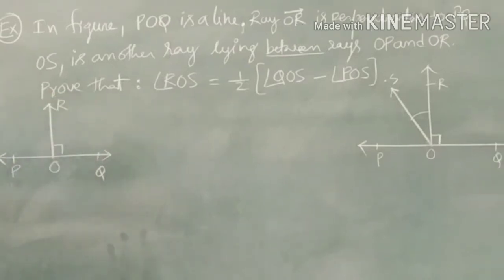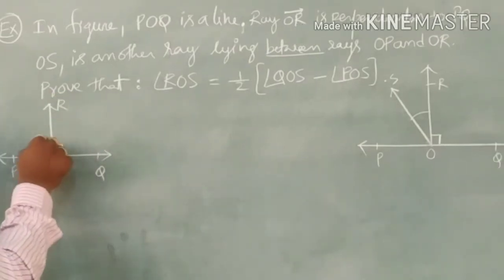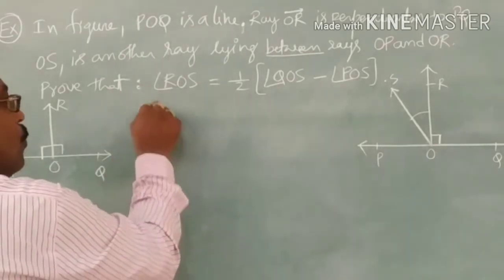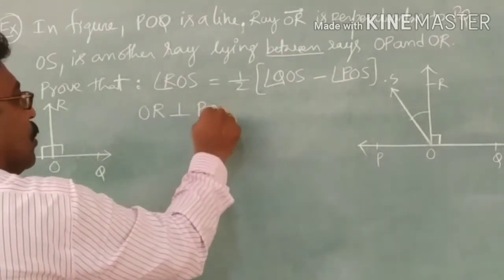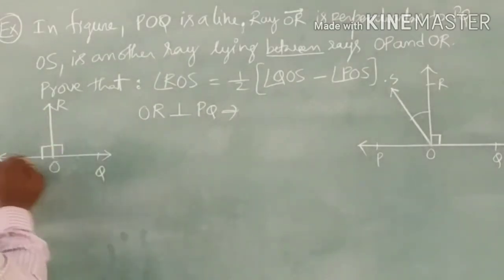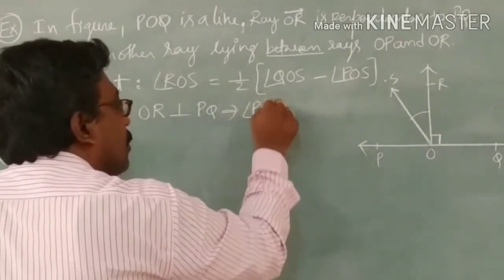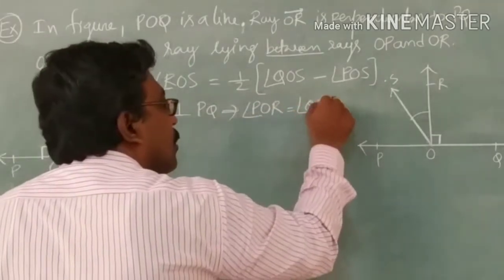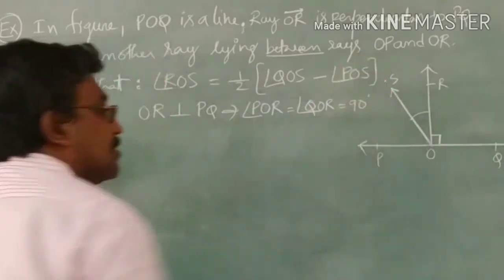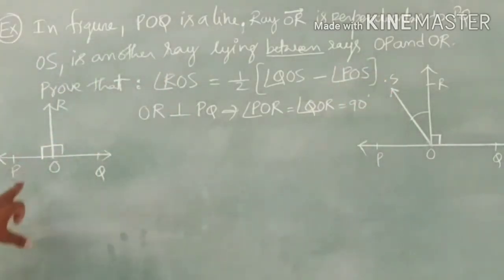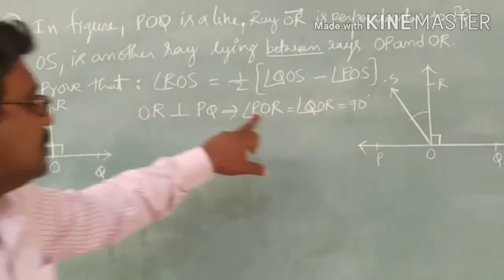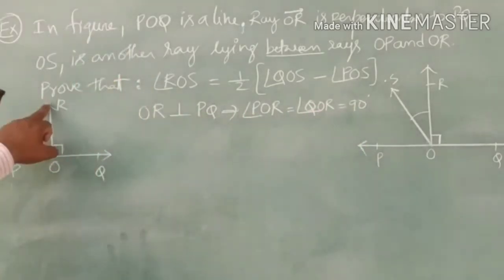It is perpendicular, 90 degrees. So both are perpendicular only. If it is 90, this is also 90 degrees. So OR is perpendicular to PQ. That means angle POR is equal to angle QOR is equal to 90 degrees. Is it clear? Angle POR is equal to angle QOR is equal to 90 degrees because it is perpendicular.